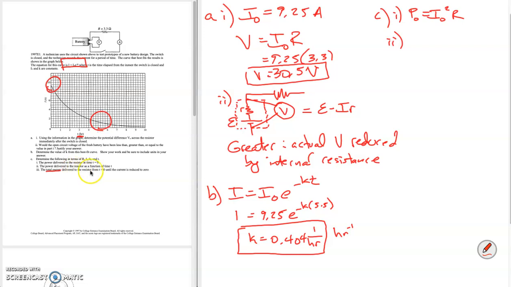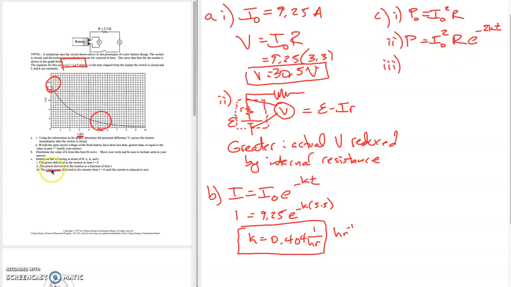Part 2, as a function of time t. Well, our current is going to be decreasing with an exponential decay, which we have here from part B, and they even gave it to us originally. So we're going to have power as a function of time is going to be I naught squared, and then R, and then we have e to the minus kt squared. So e to the minus kt squared is going to put a 2 up there in the exponent, and that will be as a function of time.